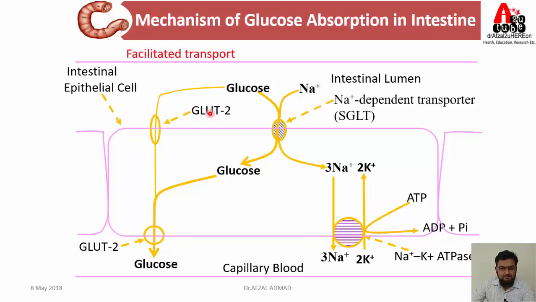This GLUT2 is an example of a facilitated transporter. So there are 2 mechanisms: the secondary active mechanism, of which the example is the sodium glucose transporter, as well as the facilitated transporter. So both are required, active and passive, both processes involved in the absorption of glucose in our GIT.